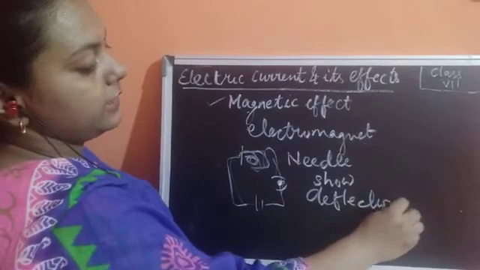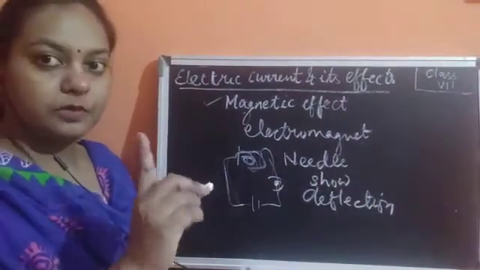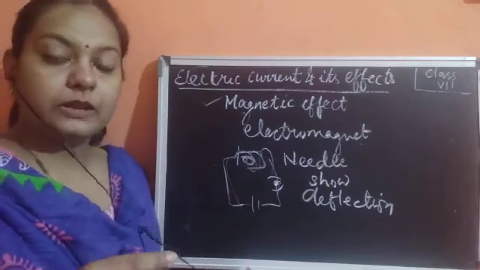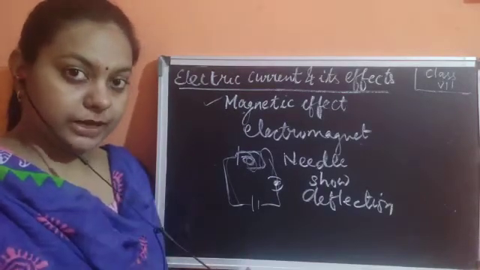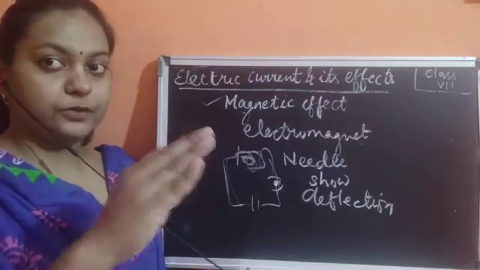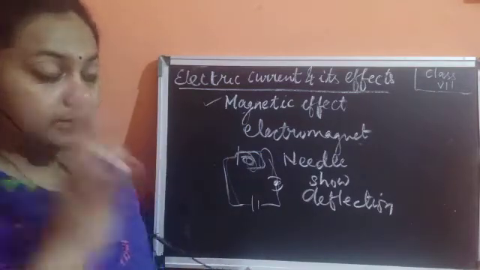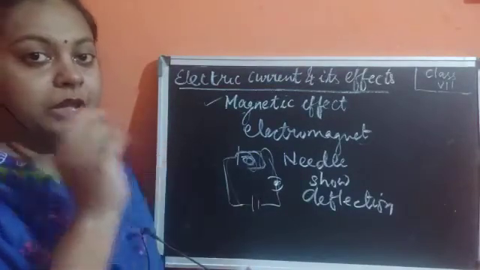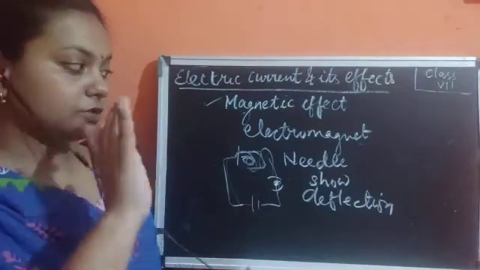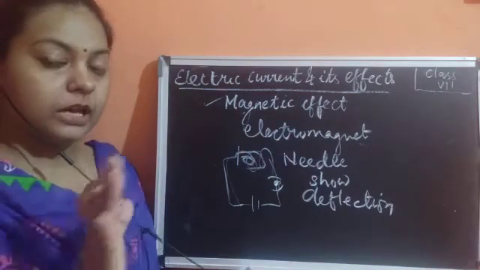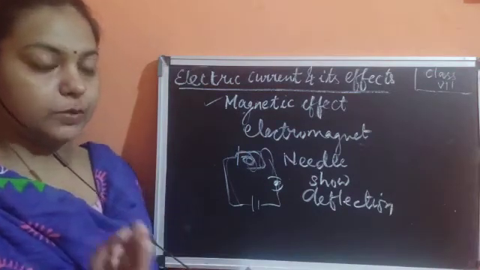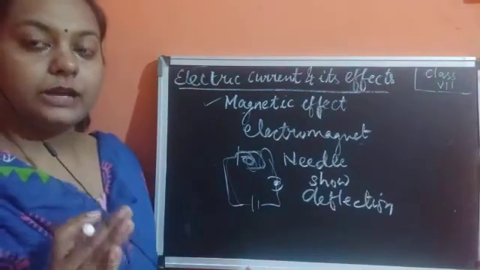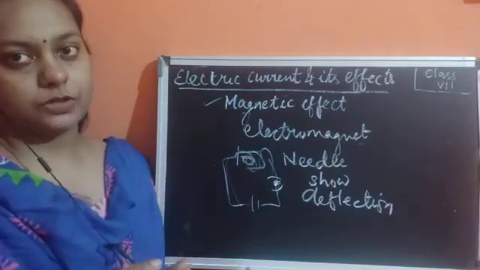Now what was this deflection? Deflection means the needle started moving. It started moving left and right, just for the time the current was flowing in this circuit. If the current was not flowing, the needle stopped. So this proves that whenever the electric current is flowing, the magnetic effect is also produced.